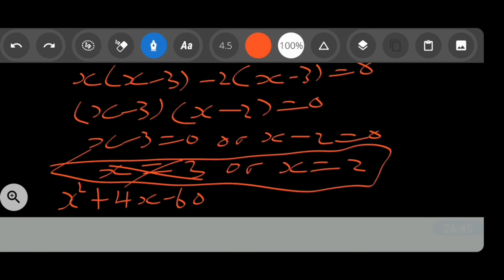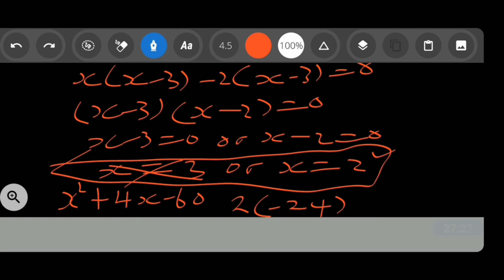So since it's not even, x is equal to 3 is cancelled out. So now let's choose x is equal to 2. If we do that, we have 2 squared, which is 4, plus 4 times 2, that is 8. That gives us 4 plus 8, 12, minus 60. This gives us -48. And -48 is actually even, because 48 is divisible by 2. So since that's the case, x is equal to 2 is a solution.